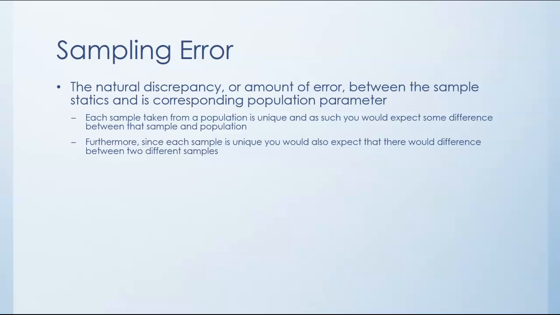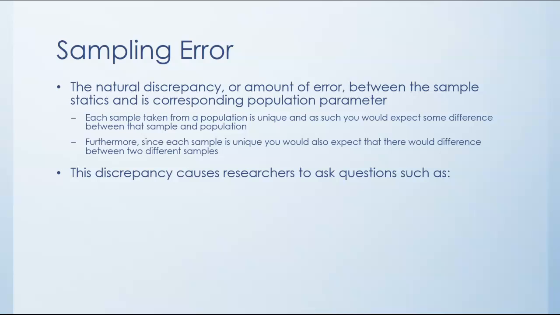In addition to that, let's say I take two different samples from my population. I would also expect that there would be some differences between those two different samples. Again, because each sample is a little bit different, you would expect some differences in the mean, some differences in the standard deviation, things of that nature, between two samples and also between the sample and its population. Now, because of that, we have some questions we have to consider as we're talking about sampling and generalizing to populations.